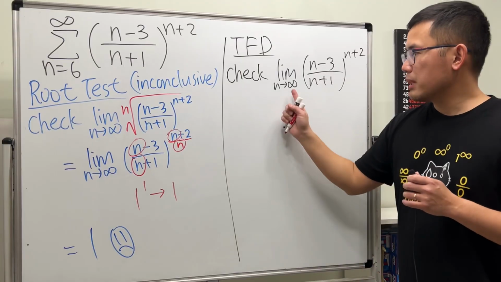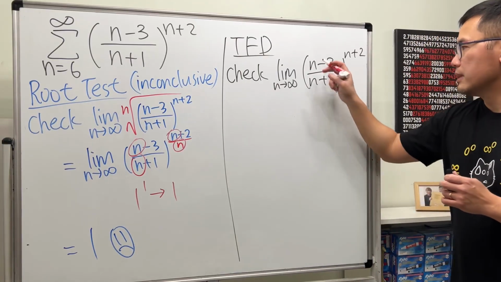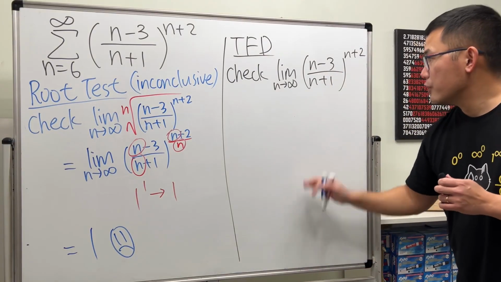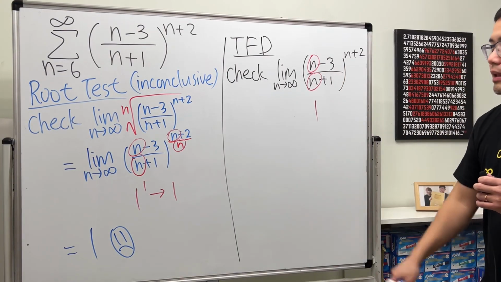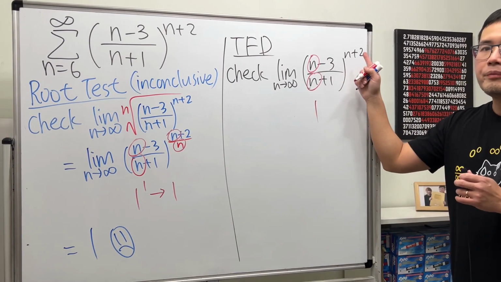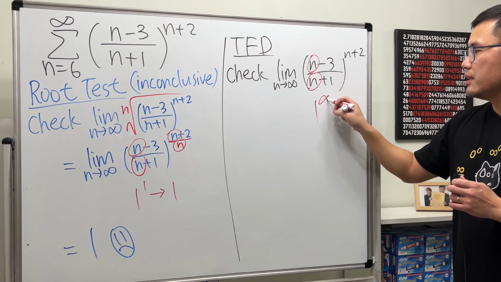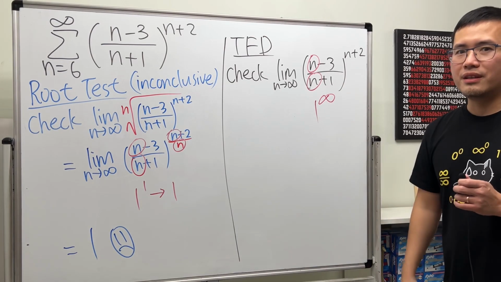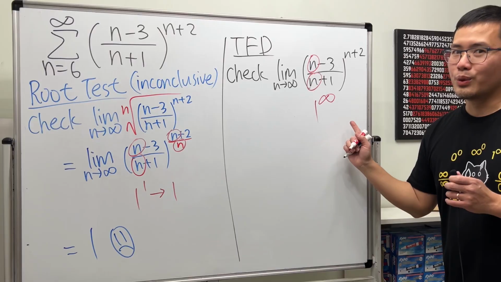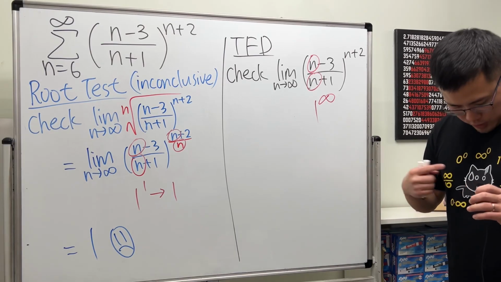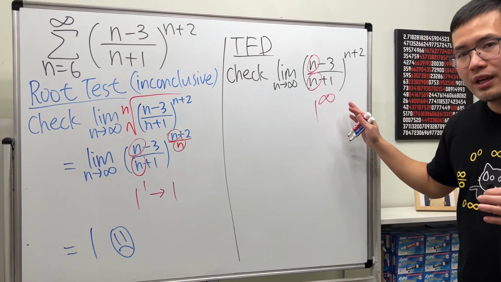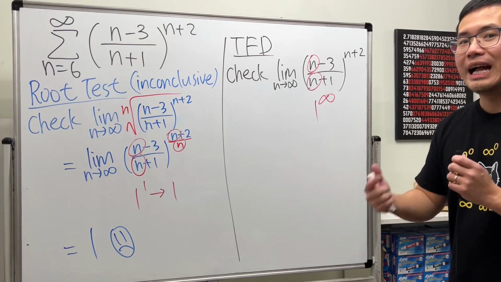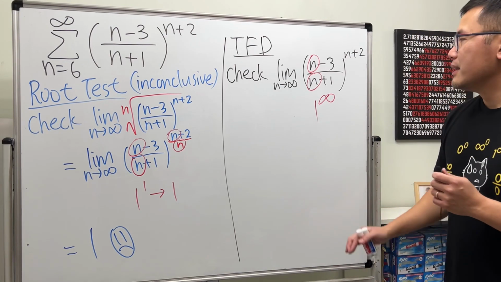If we just plug infinity into all the n's, let's see what will happen. For the inside, yes, it will give us 1. If we put infinity right here, infinity plus 2 is infinity. What's 1 to the infinity? Well, the answer is not necessarily equal to 1. It's one of the indeterminate forms, right? It's on my shirt. So we cannot draw any conclusion yet. We will have to do more work for that.